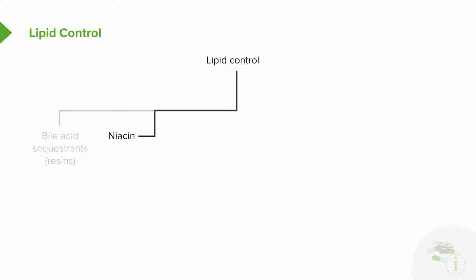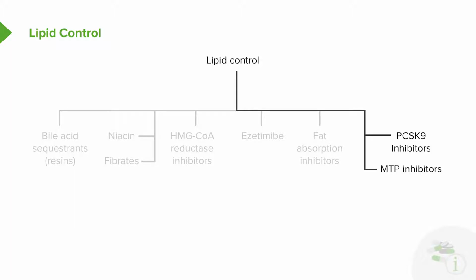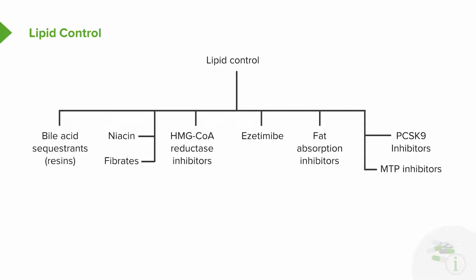Another class of drug includes niacin and the fibrates. The third class of drugs includes the HMG-CoA reductase inhibitors, commonly called statins. The fourth class of drug is ezetimibe, a single drug in that class, the fat absorption inhibitors, and finally, the PCSK9 inhibitors, a new kind of treatment using immune modulation to control cholesterol. We also have another class of drugs called the MTP inhibitors that are not yet available for use, but will be by the time that you listen to this lecture. Have a look at all of the drug classes.